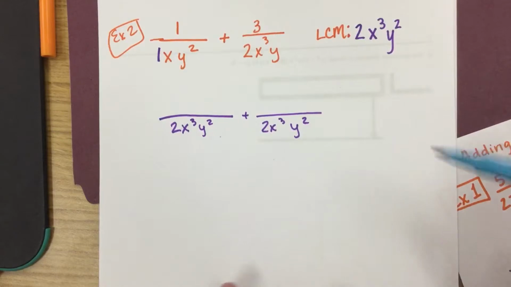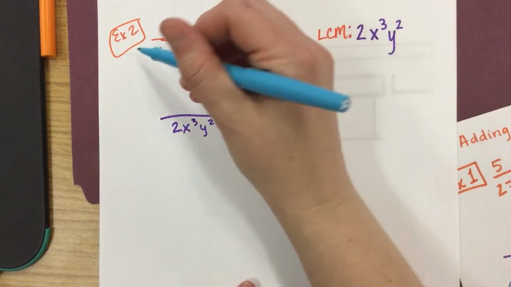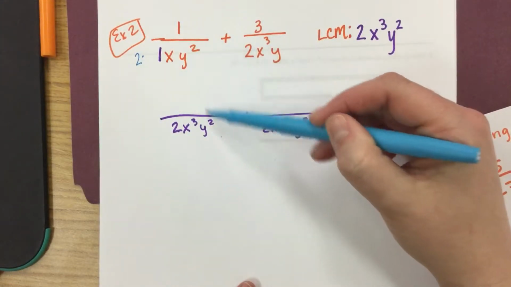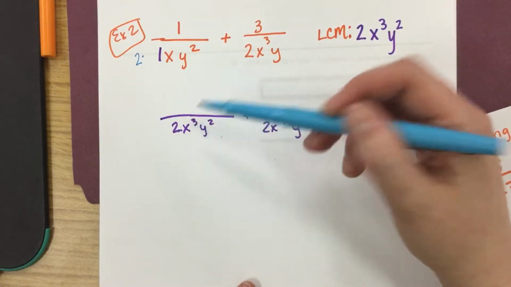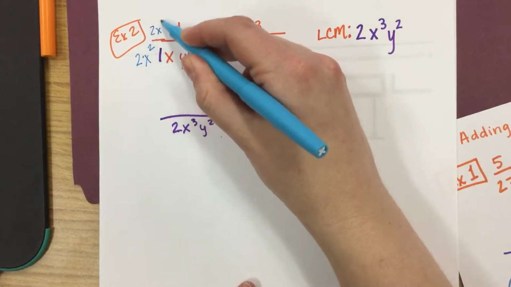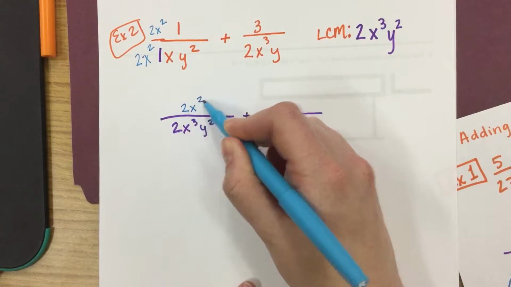What do I have to multiply by? So to get from a 1 to a 2, I know I have to multiply by 2. I have y squareds, so I'm good there. And then I have x here, but in my LCM I have x cubed, which means I'm missing an x squared. So I need to multiply my numerator and denominator by 2x squared, which gets me 2x squared.